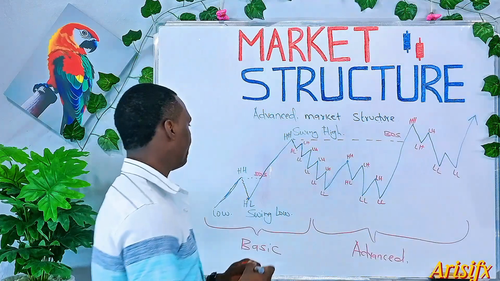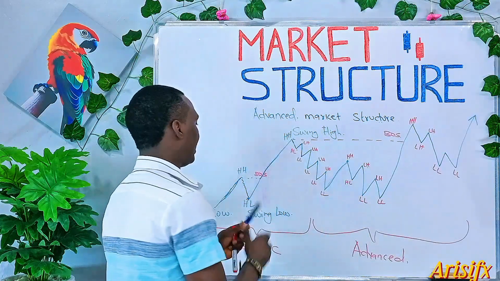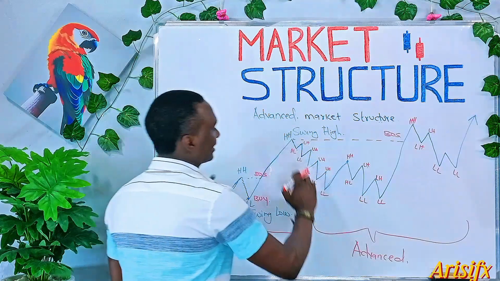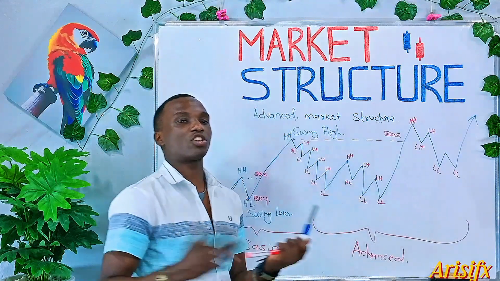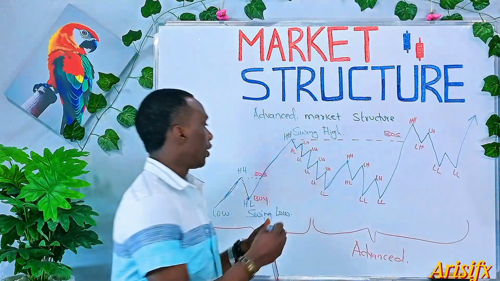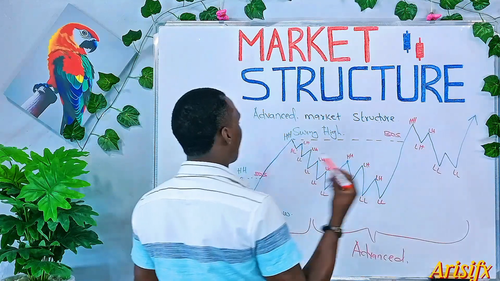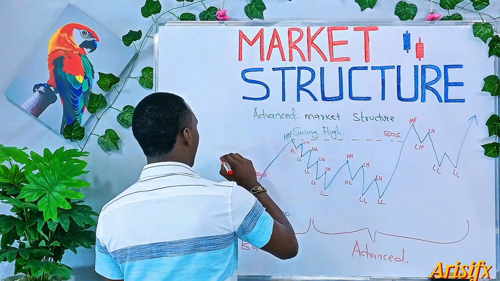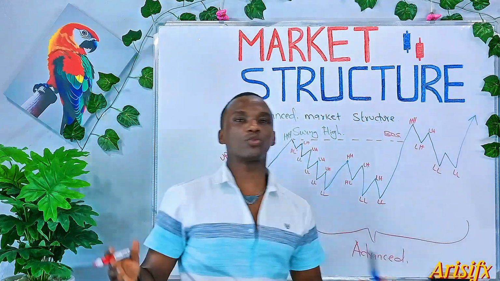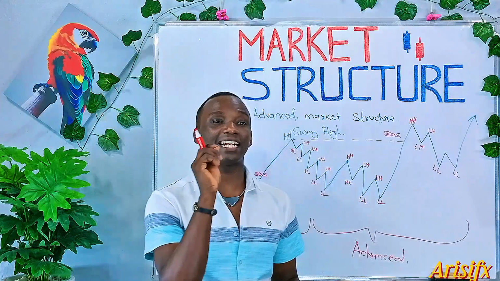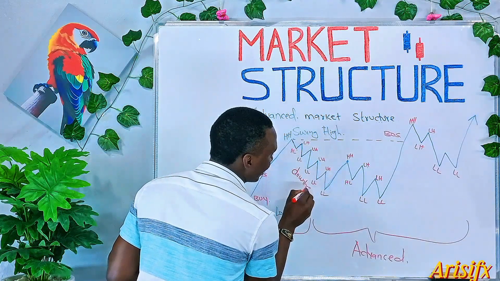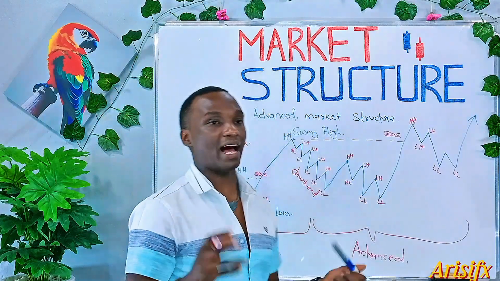Okay, so you can clearly see that if we were to take some buys, you can buy from here. But in this advanced market structure, it is not really clear where you should buy or where you should sell. The bigger picture, according to the basic market structure, is that here we are in an uptrend. But according to this market structure here, we are in a downtrend within an uptrend.